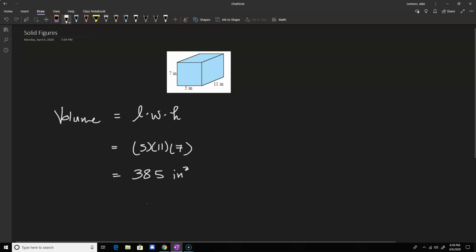I prefer to write it with inch with a little superscript of 3, but you may also sometimes see 385 cu. in. So both would be equivalent.